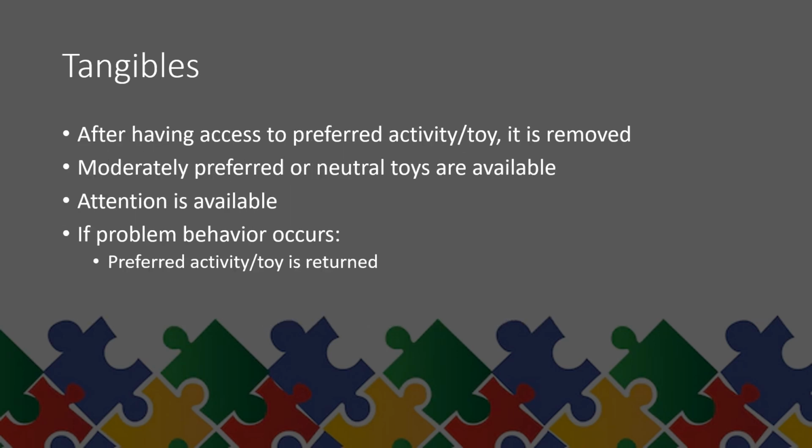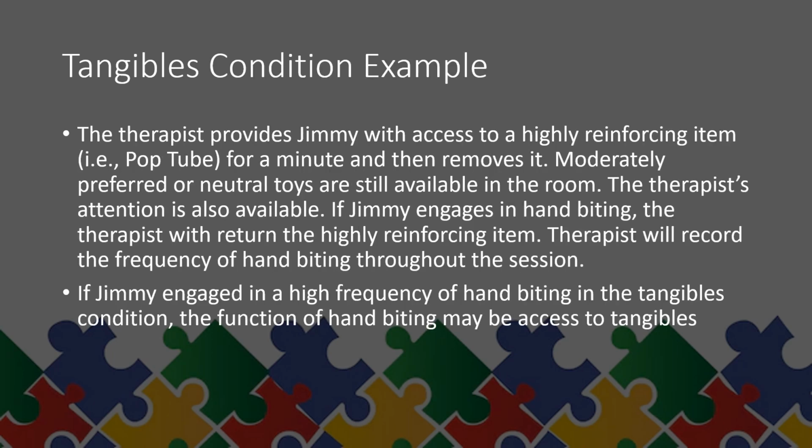In the tangibles condition, after having access to a preferred activity or toy, it is removed. Moderately preferred or neutral toys will still be available, as well as attention. If a problem behavior is to occur in this condition, the preferred activity or toy will be returned to the client. In this example, the therapist provides Jimmy with access to a highly reinforcing item for a minute and then removes it. Moderately preferred or neutral toys are still available in the room, and the therapist's attention is also available.